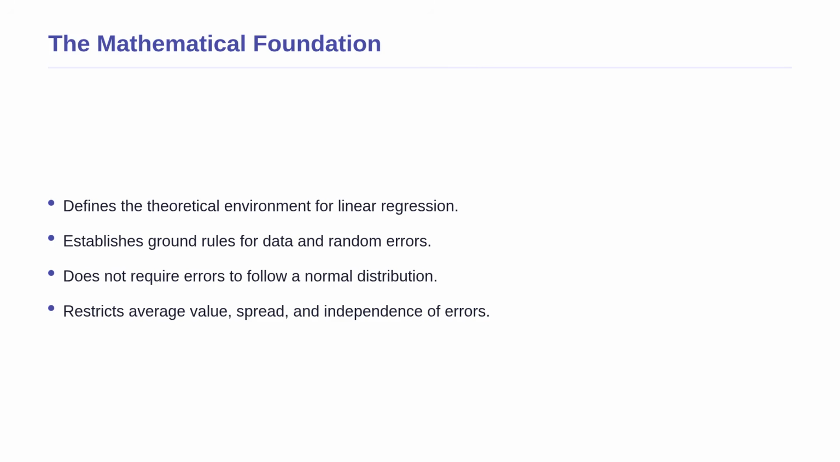Now that we understand the house analogy, let us look at what this setup actually is. The Gauss-Markov setup defines the standard theoretical environment for linear regression models. Real-world data is never perfect, so we always have a random error term representing unpredictable noise. This setup strictly defines how this error term is allowed to behave.